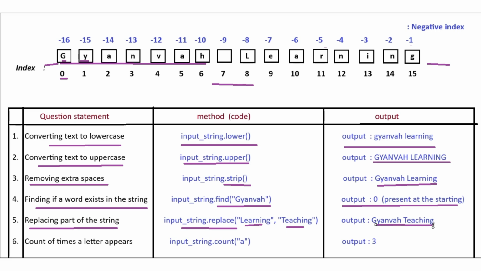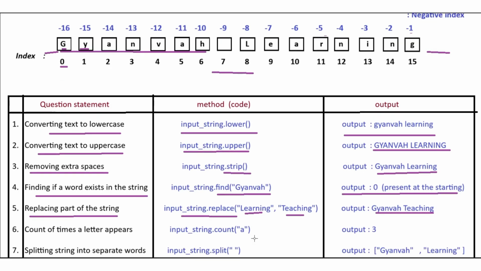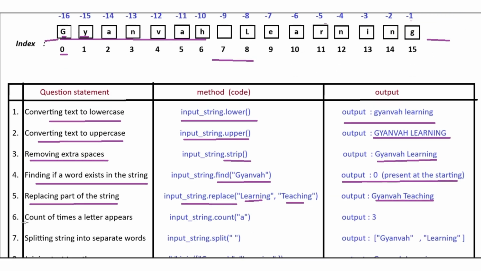Maybe you want to fix spelling mistakes. Maybe you want to change branding. Maybe you want to personalize text for the user. Replacing is one of the most common operations you will use. Counting how many times a letter appears.